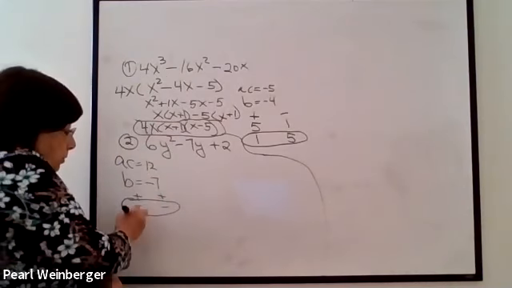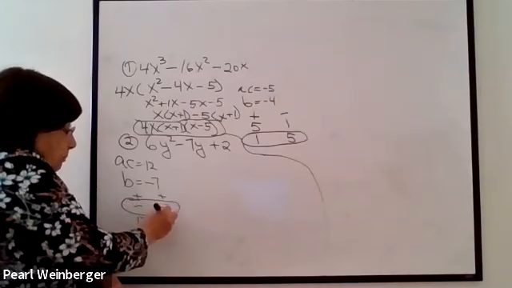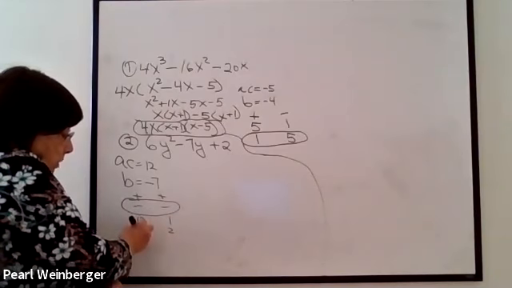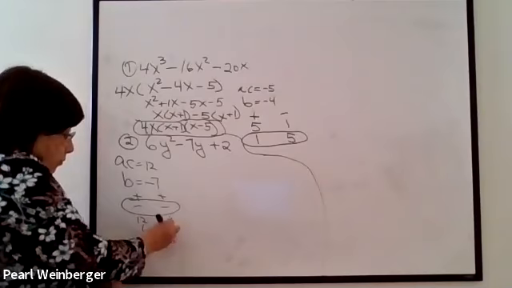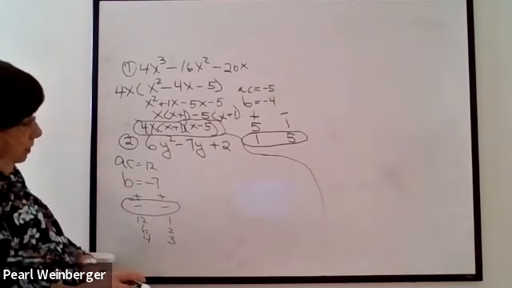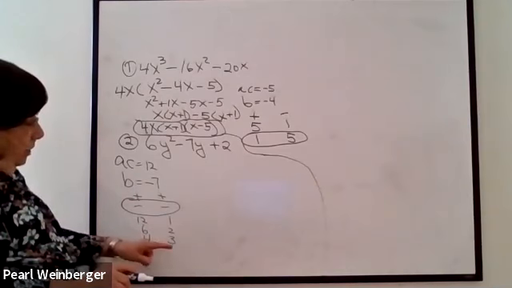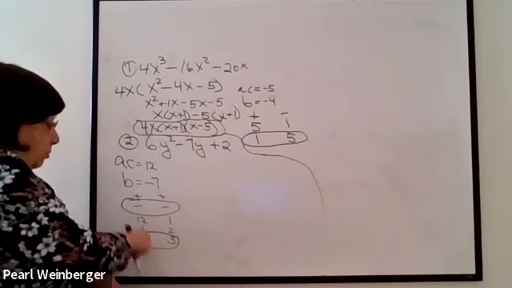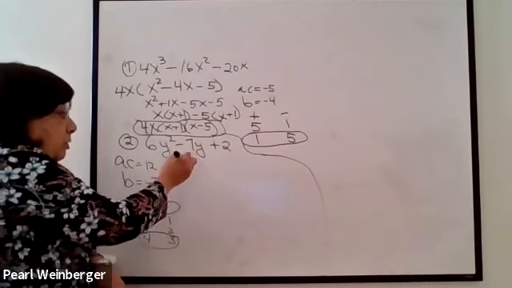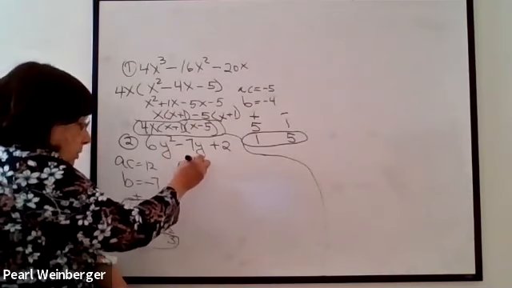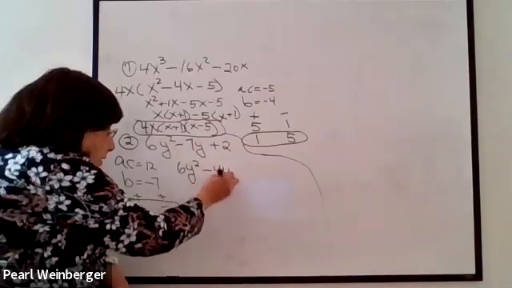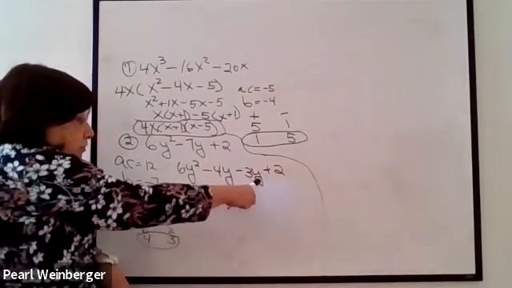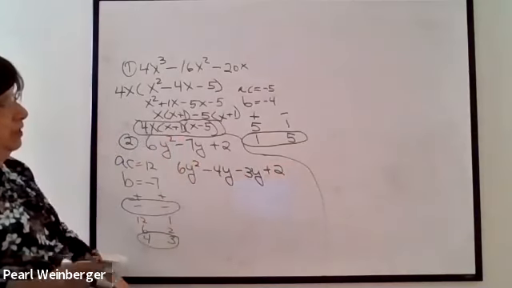Let's look at numbers that multiply to 12. So it could be 12 times 1, 6 times 2, 4 times 3. I think that's basically it. And the ones that combine to -7 are obviously the 4 and the 3, the -4 and the -3. So I'm going to rewrite this as 6y squared minus 4y minus 3y plus 2. Notice the -4 and the -3 is the -7.